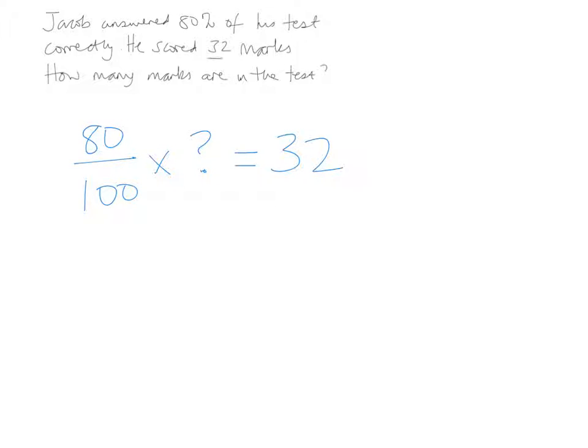And the new value is 32 because we know he scored 32 marks. We don't know how many marks are in the test in total. So again, all I'm going to do is divide by 80 over 100 and say we don't need the 1 plus or 1 minus this time, we only need percentage of amount, and that gives me question mark equals 40. So there were 40 marks in the test.